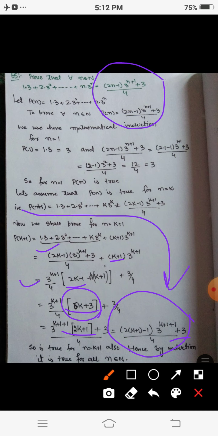Hence by induction we can say that the statement 1 into 3 plus 2 into 3 square plus so on to n into 3 raised to power n is (2n minus 1) into 3 raised to power n plus 1, plus 3 upon 4, is true for each and every n.